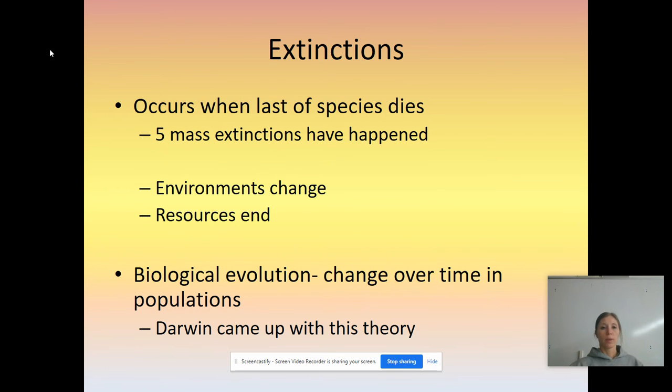Okay. With that, we've had some extinctions, and we always talk about the dinosaurs dying, but I want you to know that there were a lot more extinctions than just the dinosaurs. An extinction occurs when the last of a species dies. Five mass extinctions have happened in our environment, and that's on page 194. You can see those five because there's a drop in numbers of species. So something happened, resources and environments changed.